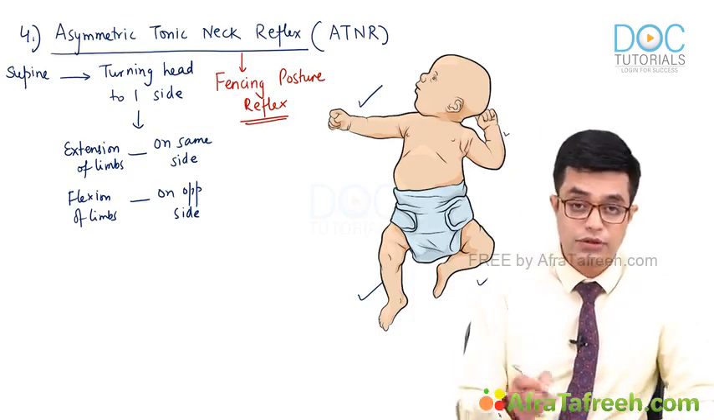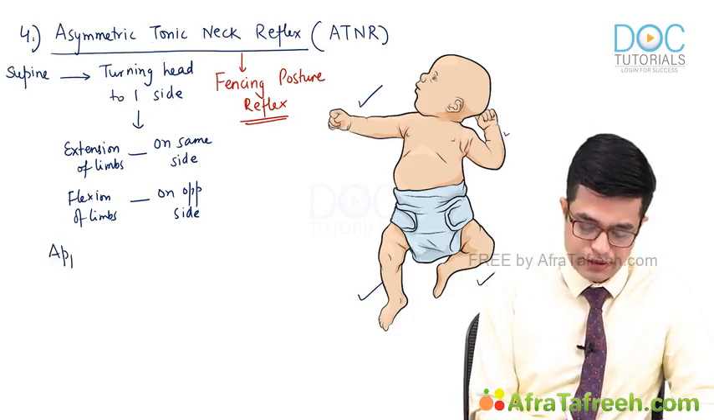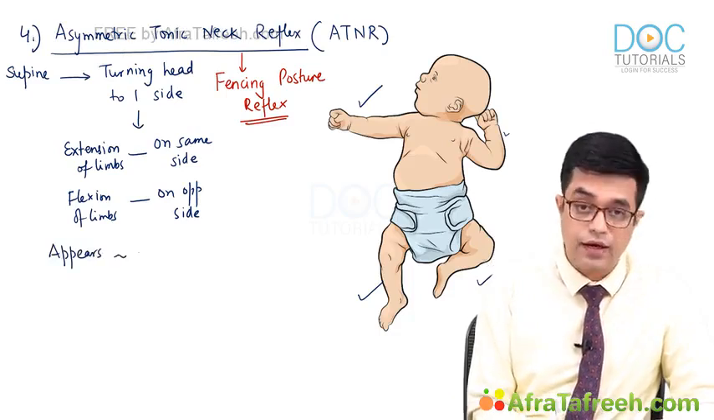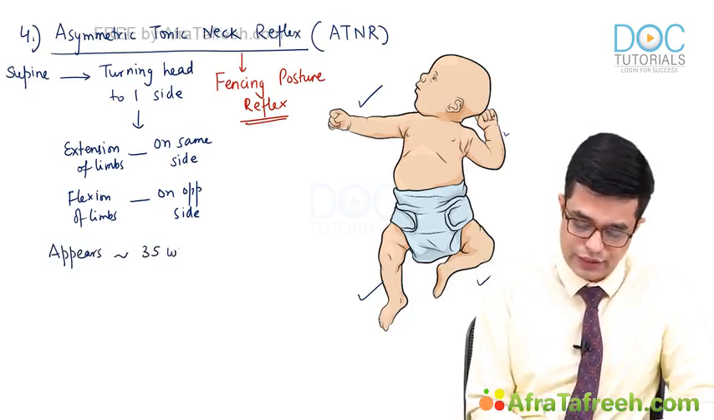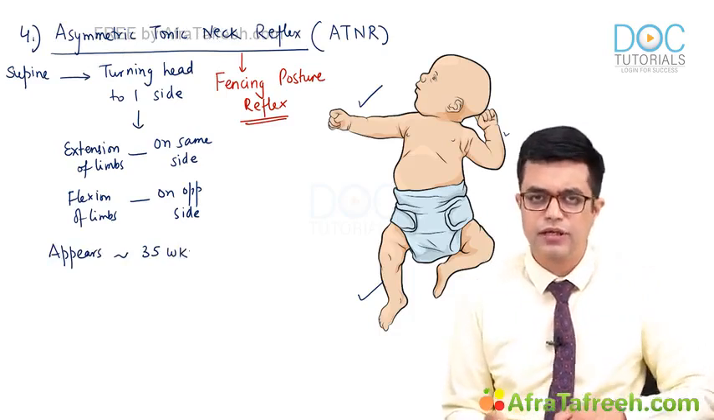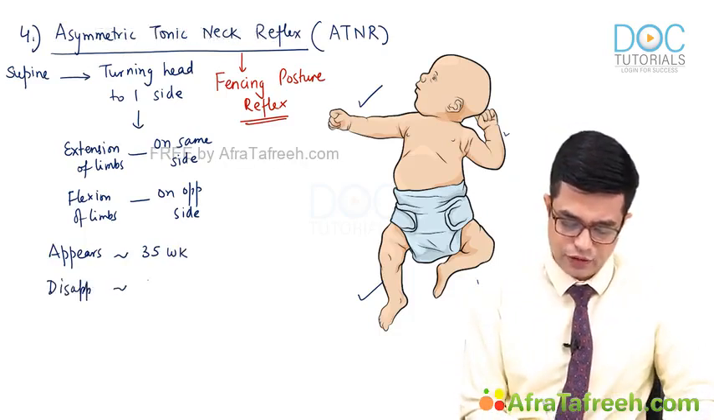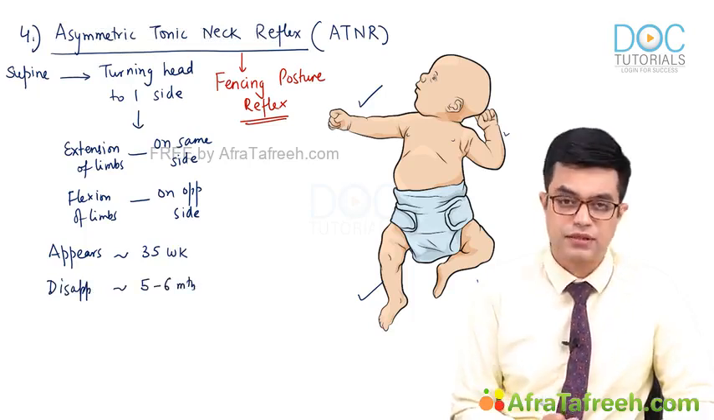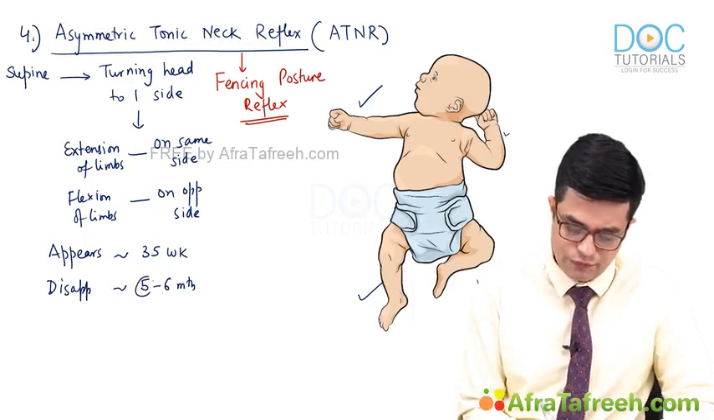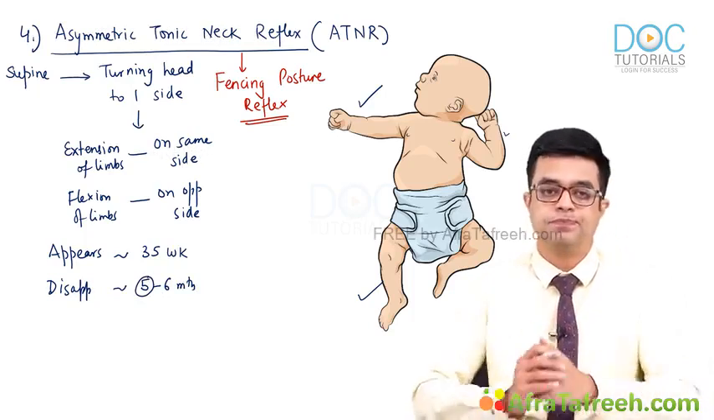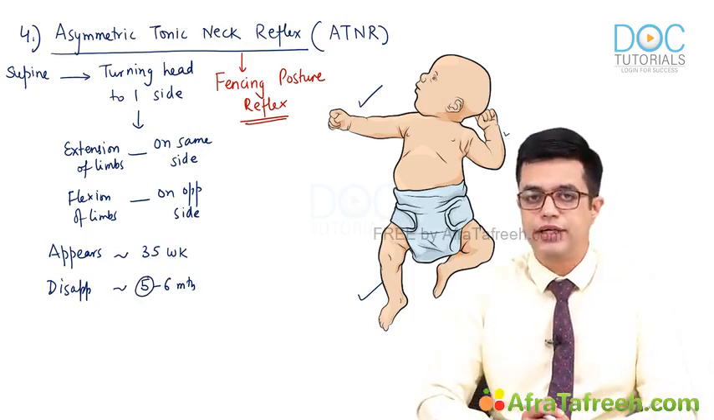So what are the things about this? It typically appears around 35 weeks of gestation. So it will be present in a normal term newborn and disappears around 5 months of age. Some books give a range of 5 to 6 months. If you have to choose one, 5 months will be a better answer. So this is your asymmetric tonic neck reflex.